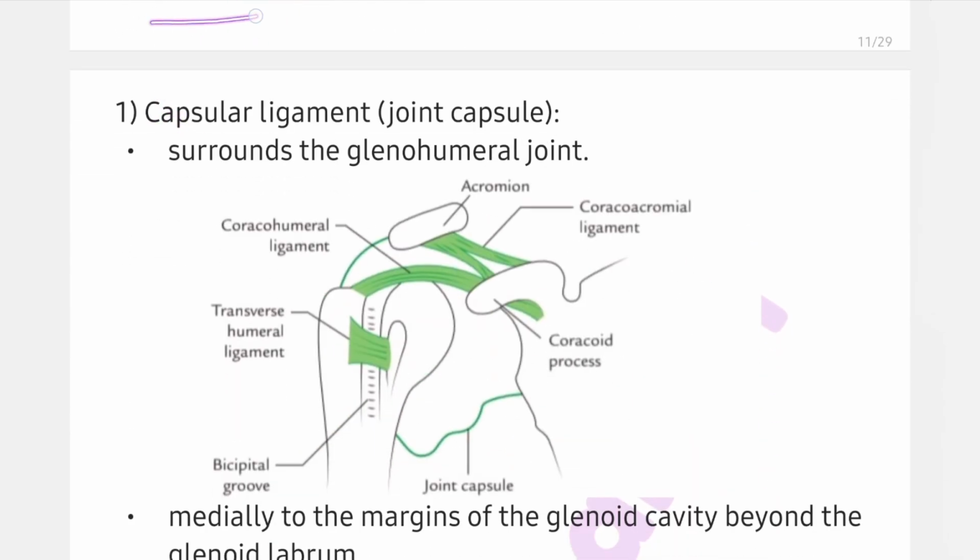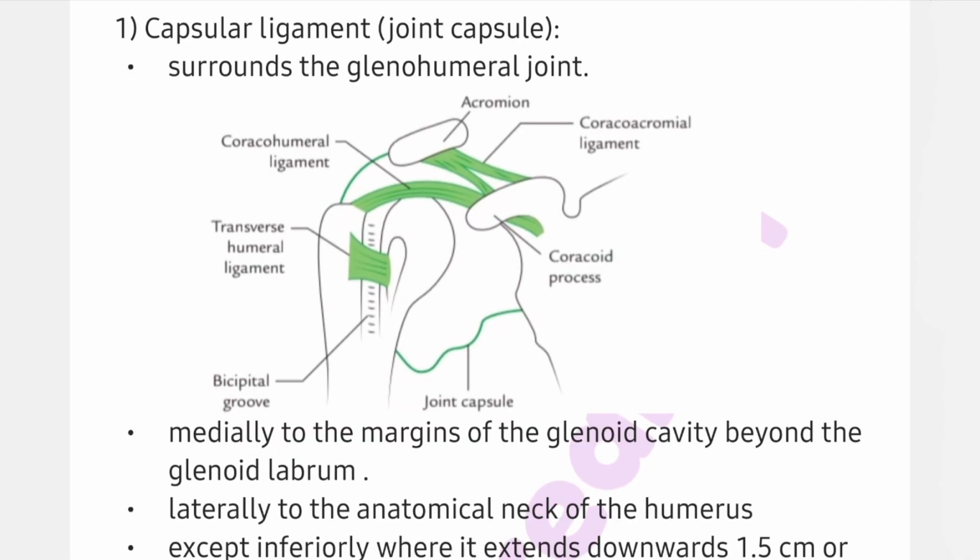And you have ligaments. So whenever you write for any joint, whenever you don't know about ligament, you can just write capsular ligament. It surrounds the glenohumeral joint. Whatever joint it is, it surrounds the joint, you can write. And what is the medial lateral attachment? Just if you think of the joint, you will be able to identify. Now you have to write the attachment, where it attaches medially, where it attaches laterally, where it attaches inferiorly.